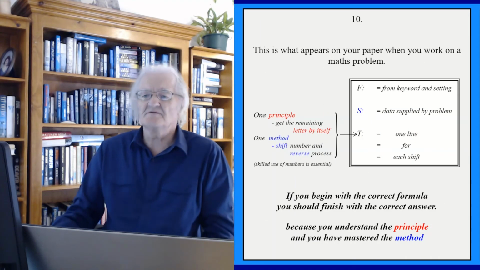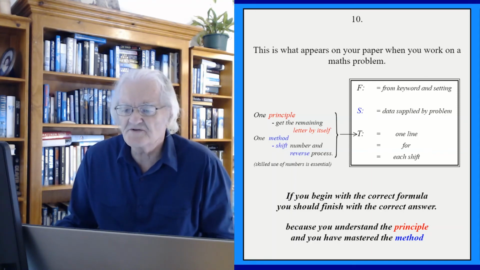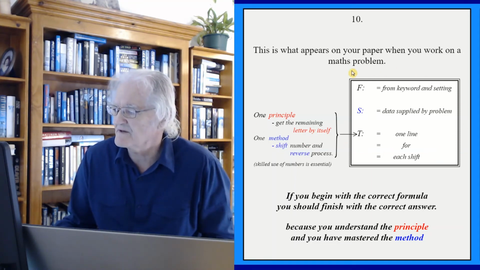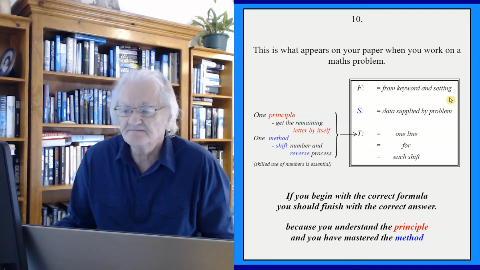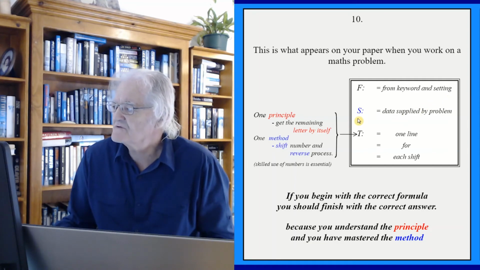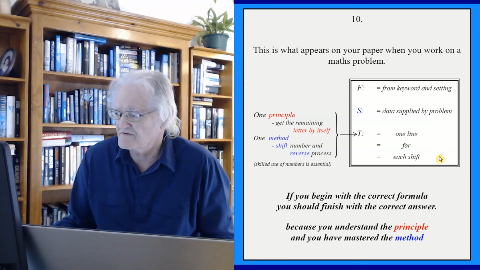So what appears on paper when you work on a maths problem is usually shown here in the box. All students should write the formula that describes what their processing is based on. Then they should clearly show how they're substituting the data supplied by the problem. And the final stage of the process is tidying up that statement to get a new conclusion.